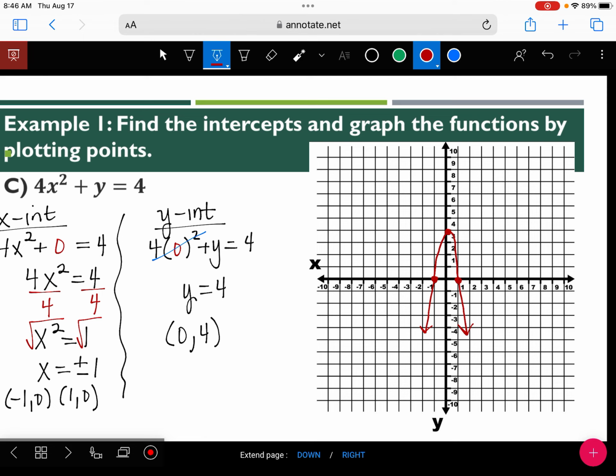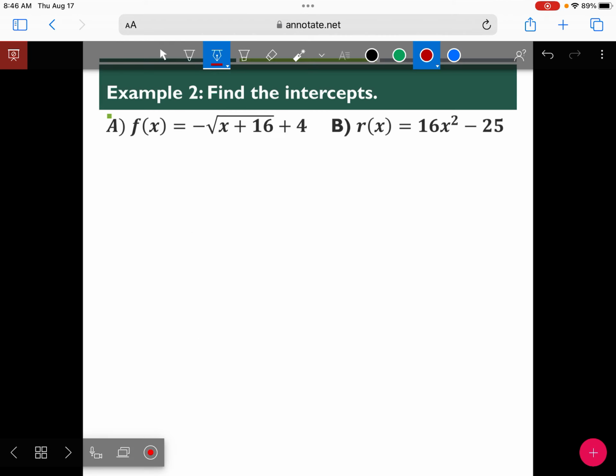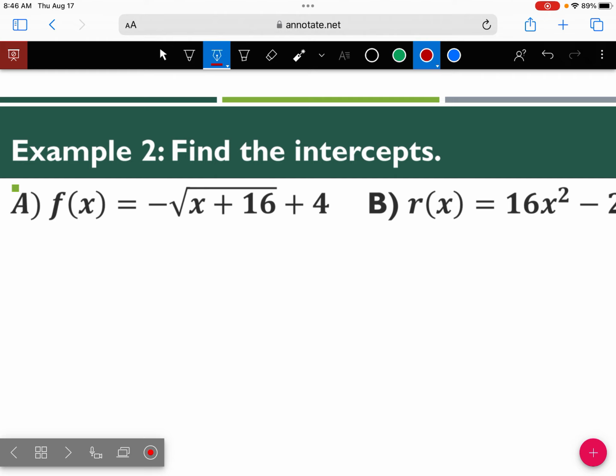All right, so I'm going to go ahead and keep moving forward here. We have 2 more questions. Now, we're not graphing these 2, though. We are going to find our x and y intercepts. So we haven't talked about a square root yet. So let's go ahead and copy down question A. So f of x is the same as y. So on the test, if it says f of x, that's the same thing as y.